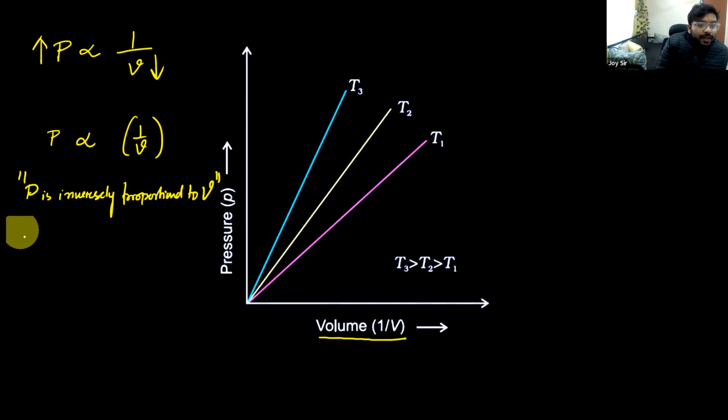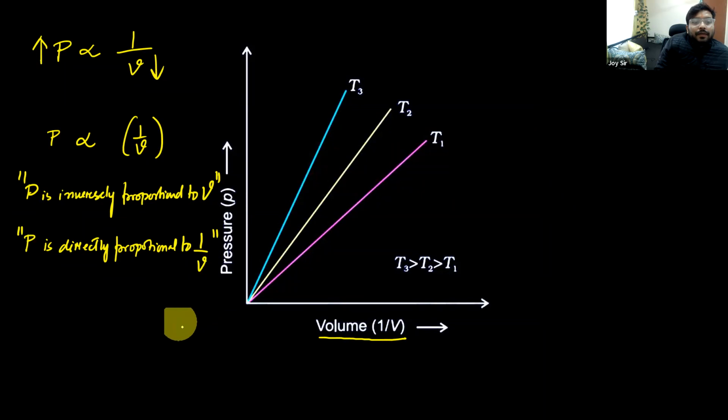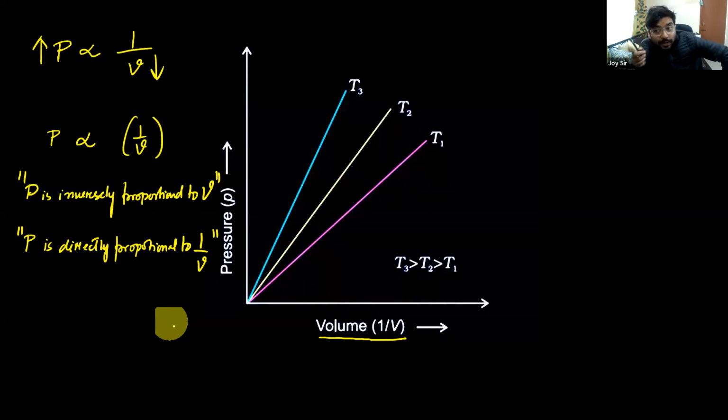Okay, we can also say that P is directly proportional to 1 by V. P is directly proportional to 1 by V. Because 1 by V as a whole, if you look, is directly proportional to pressure, while with V it is inversely proportional, but with 1 by V directly. Clear? So this is what is meant by the pressure versus volume graph. So if 1 by V increases, pressure will also increase.